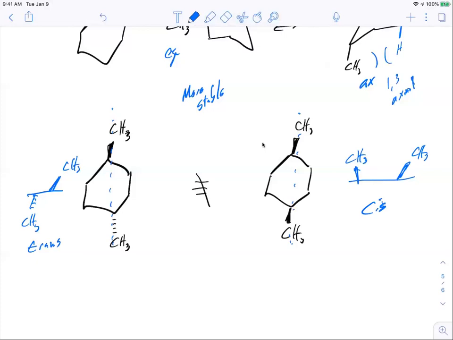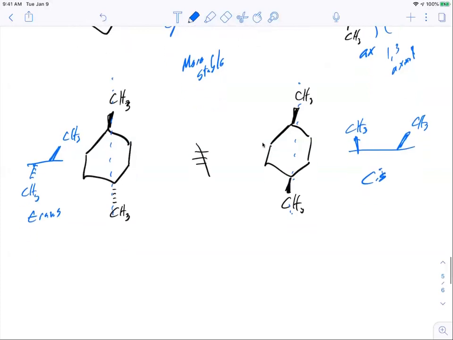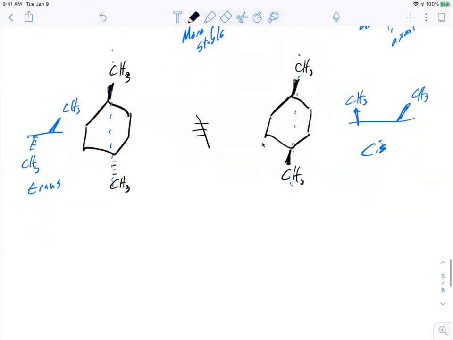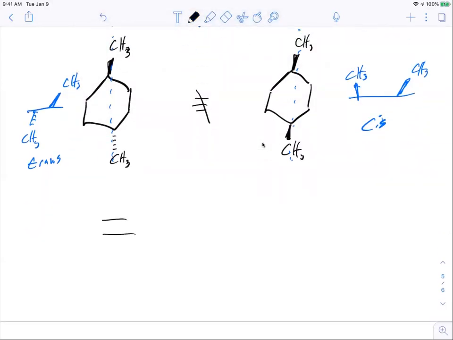So let's draw the chair forms of these two, the trans and the cis. Again, start by drawing a chair and then put one of your groups, and we'll put this one here, we'll call that A. So here's A. And now my CH3, I put it up, right? The other CH3, is it on the same side or the opposite side of the first CH3? Okay, it's going to be opposite, so I can draw it this way.